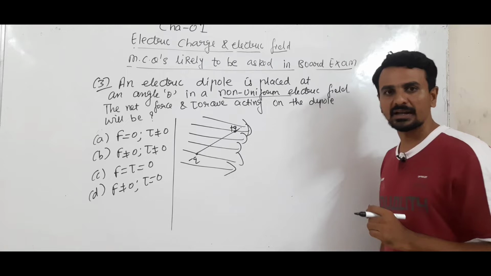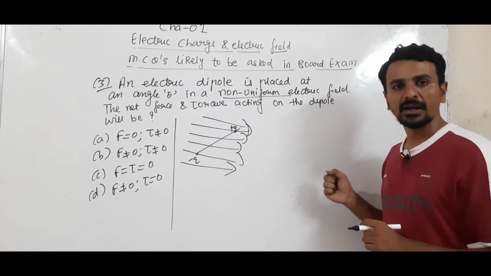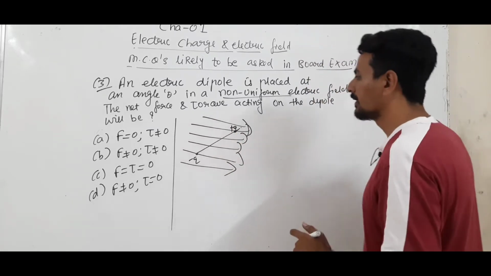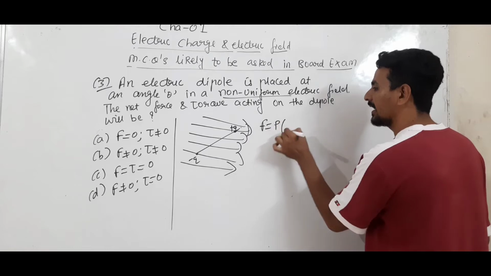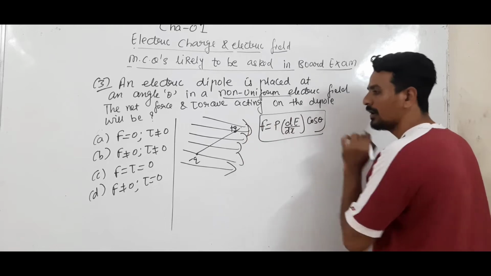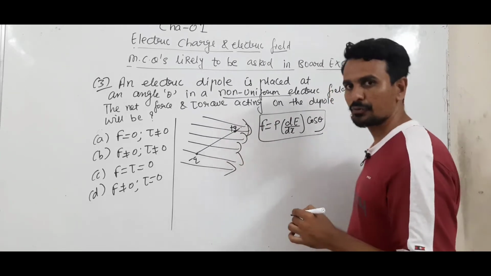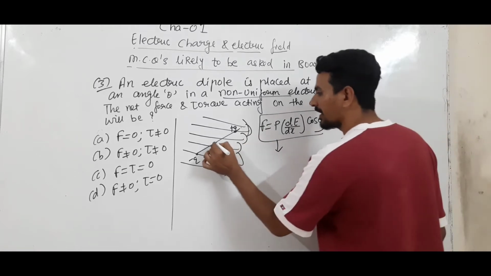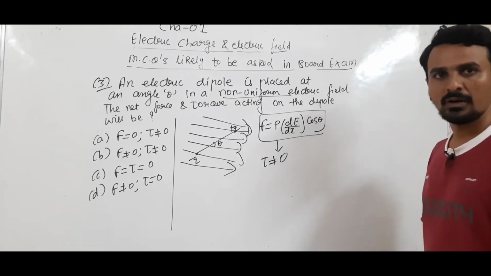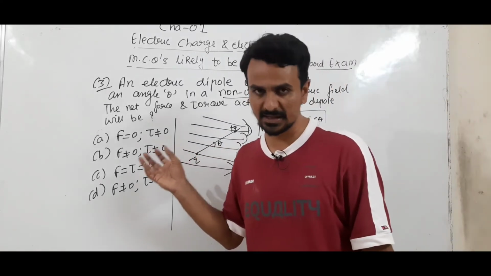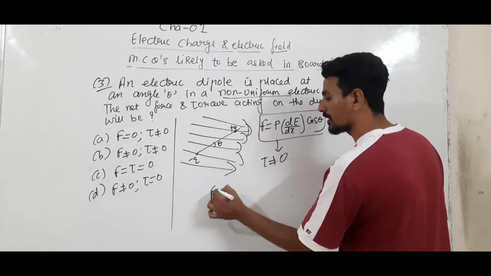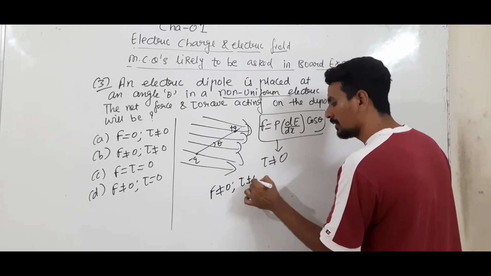Of course, when a dipole is placed in a non-uniform electric field, it will experience both force and torque if it is placed at an angle theta. The force will be p dE/dx cos theta. This is the force acting on the dipole, due to which it will perform translational motion. And since the dipole is placed at an angle theta, the torque will also be non-zero. So the dipole will experience both force as well as torque.